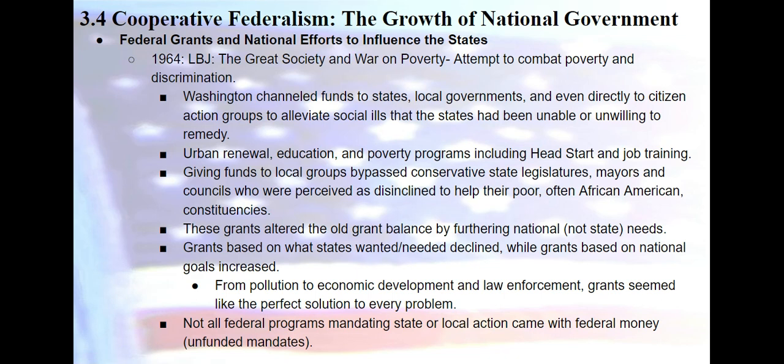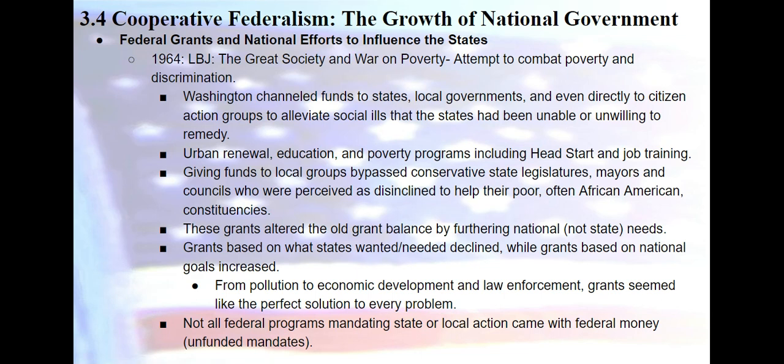These grants altered the old grant balance by furthering national, not state needs. Previously, categorical grants were used to help states achieve their own policy ends. Now, these grants, oftentimes bypassing the states altogether, were seeking to meet national, not state needs. Grants based on what the states wanted or needed declined, while grants based on national goals increased.